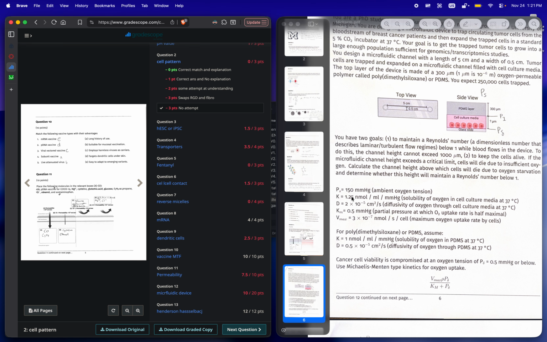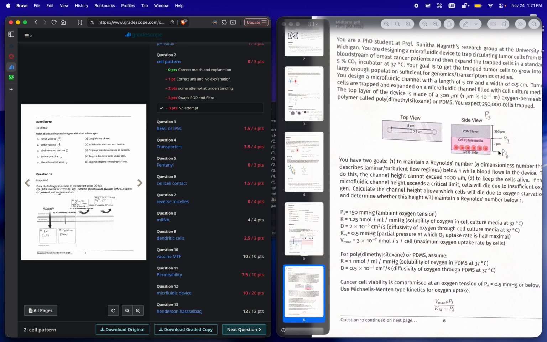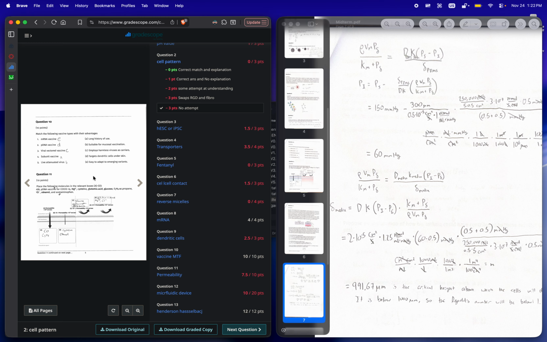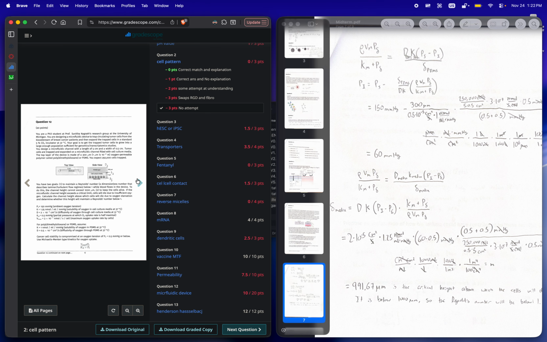Okay, so for this one, basically it's asking us for the height of the cell culture media. We know the surface pressure. We know the oxygen tension, which means we need the pressure at the interface here. And we have enough information to calculate that. So you would calculate this first, and then from there you would rearrange and solve for the height. And that's what I did here. And I did a very similar thing on the real exam.